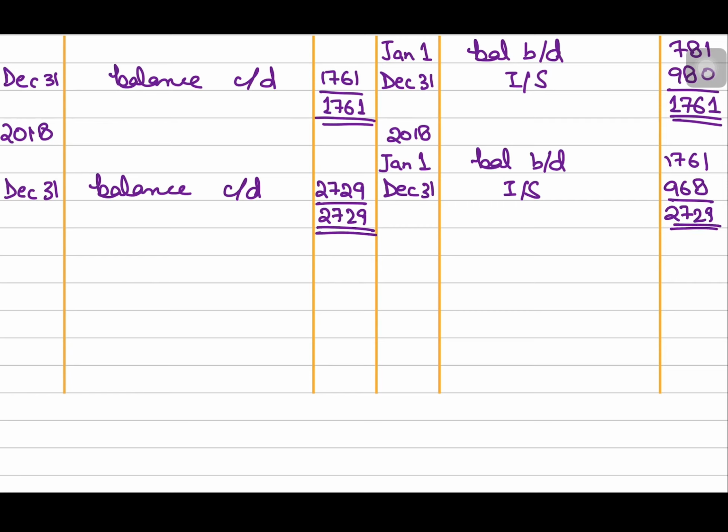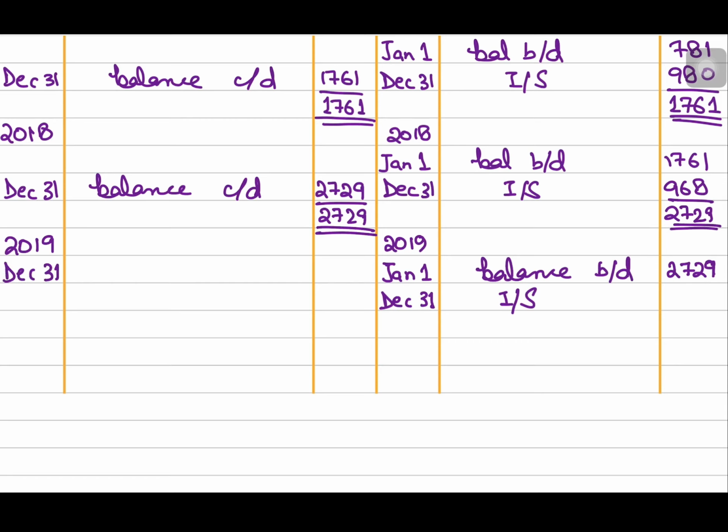2729. Now we are standing in the year 2019. We know that something new is happening in this year, the disposal, of course. So balance brought down is 2729. Then there will be, of course, the current year depreciation charge, no change to that. But on the debit side, now there will be two entries other than the accumulated depreciation figure.